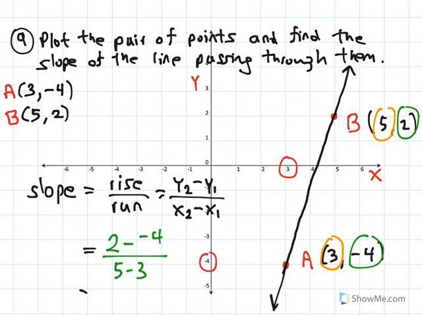So the slope of this line is going to be 2 minus -4 is 6, and 5 minus 3 is 2, and 6 divided by 2 is 3. So that is the slope of this line.